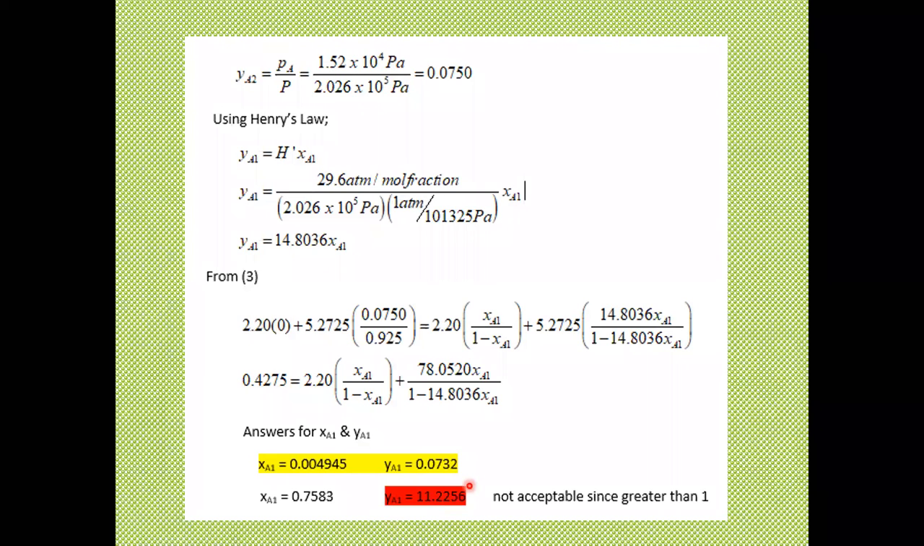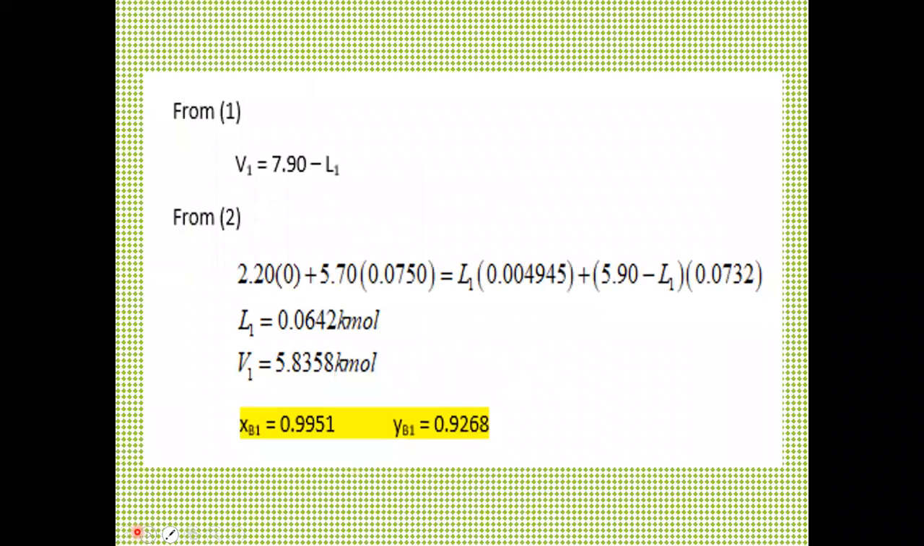You cannot use this value of XA1 being equal to 0.7583 because it will result in a YA1 value that goes beyond 1. So you will only use one of the two values that you got from the quadratic equation coming from this one. Okay, so that value is 0.004945 for XA1. If you substitute it here, that would be your YA1. Now, knowing already this pair of values for XA1 and YA1, you can go back to your original equation.